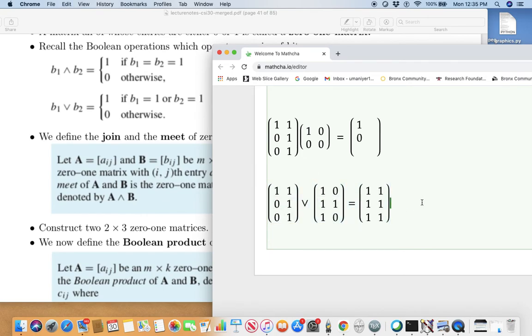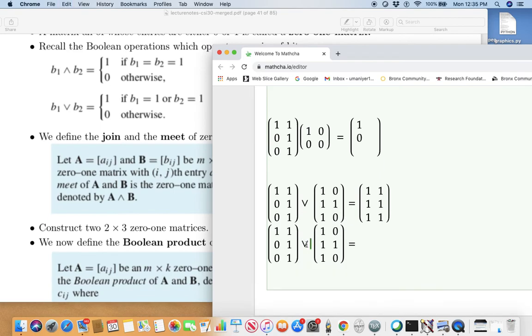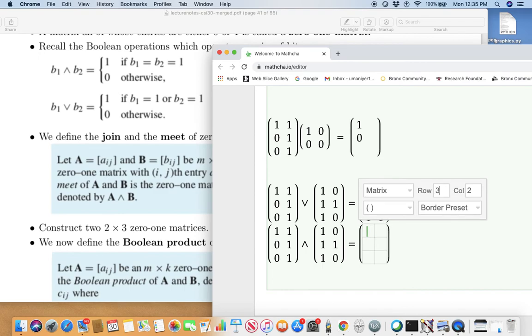Now let's try. Instead of join, let's try meet. Meet is simply AND. Okay. So my matrix size will be the same. Here. 1 and 1 is 1. This one. 0 and 1 is a 0. This one. 0 and 1 is a 0. This one. 1 and 0 is a 0. 1 and 1 is a 1. 1 and 0 is a 0.